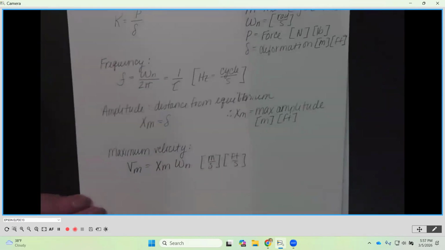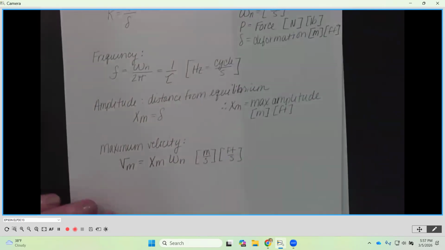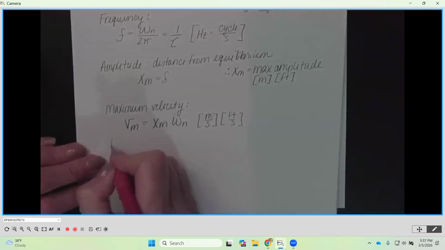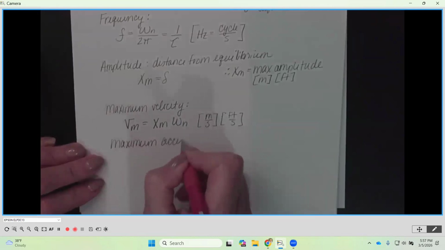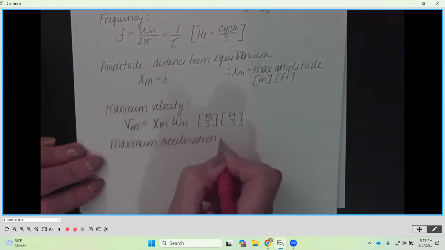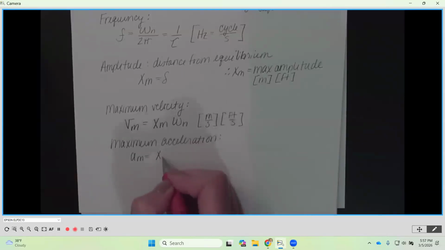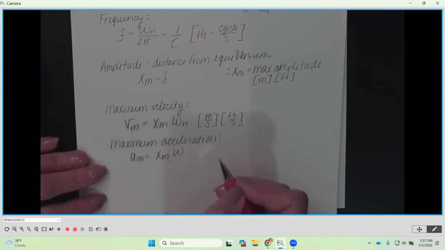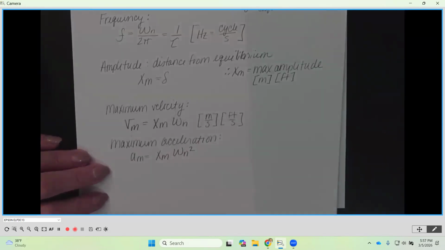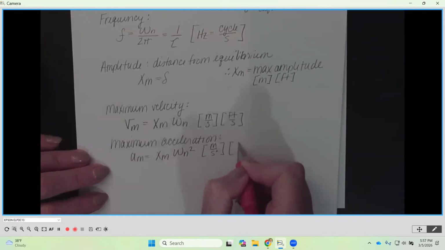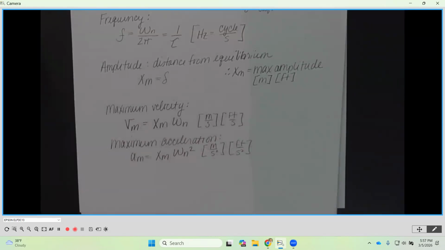And then acceleration. Maximum acceleration, A sub M, is going to be our amplitude times our natural circular frequency, and we're going to square that value. So this is going to be, just as we would expect, meters per second squared and feet per second squared. Okay.